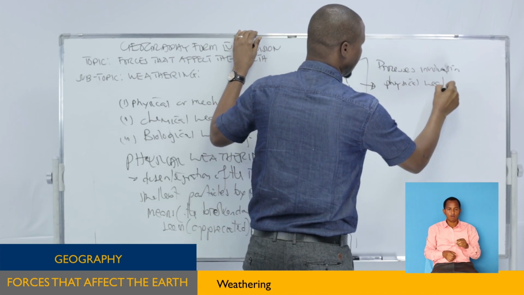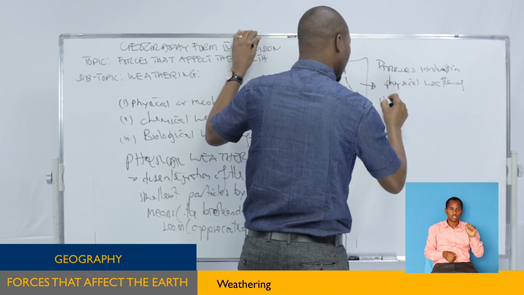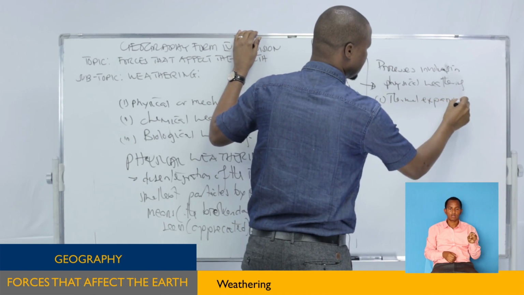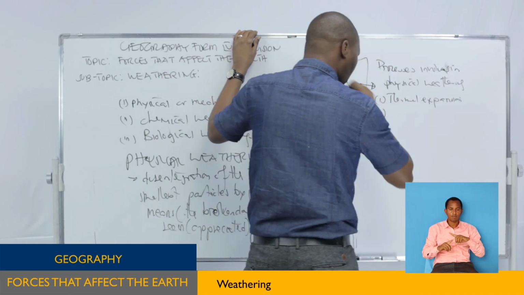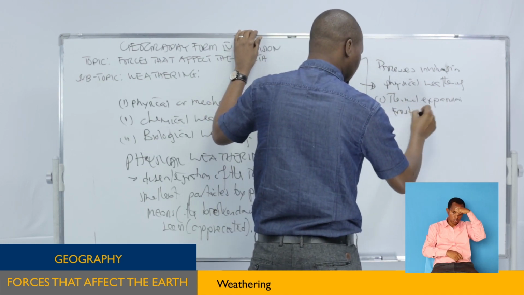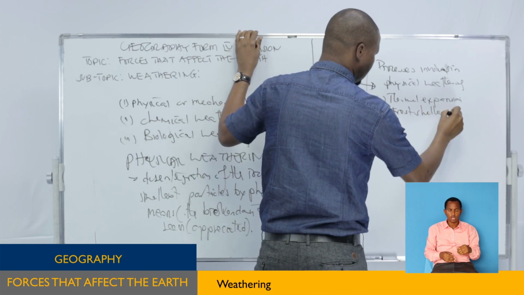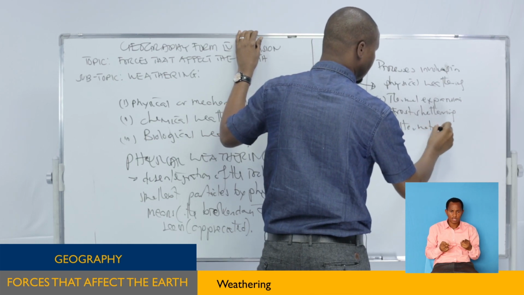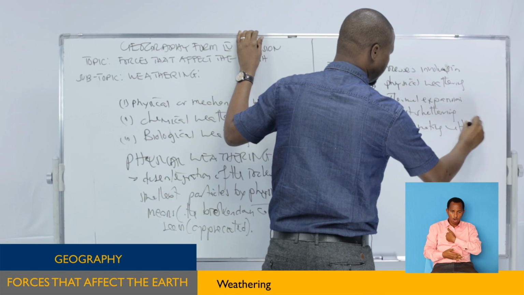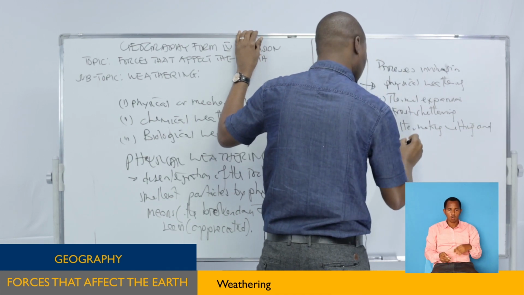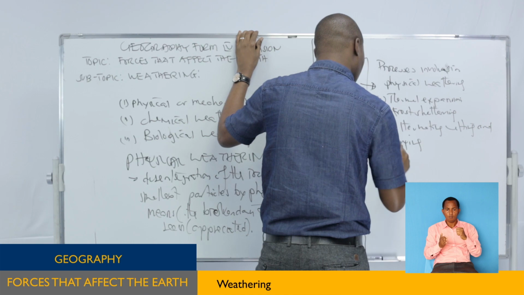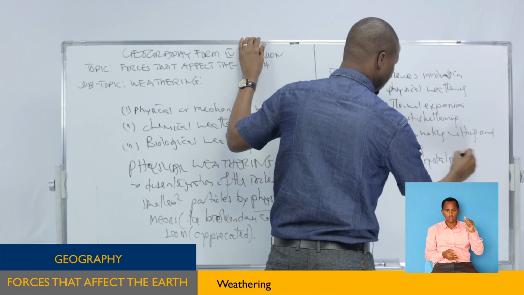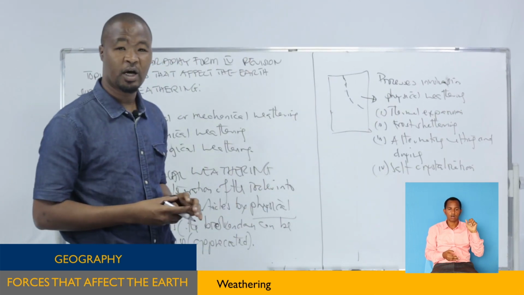In physical weathering, we have what we call thermal expansion, or in other words, temperature change. We have frost shattering. We have alternate wetting and drying. We have salt crystallization, etc. These are some of the processes that are involved in physical weathering.